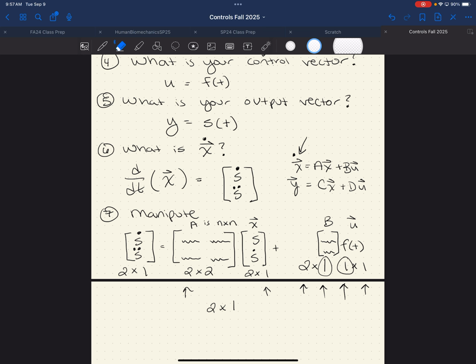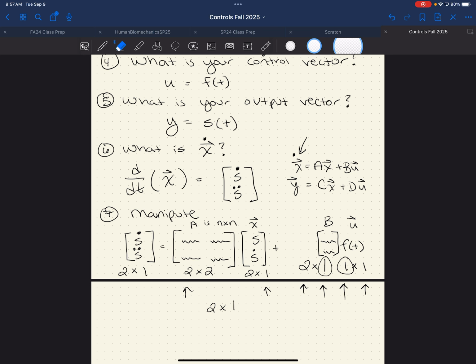So even if you don't remember all of the sizes of all these things, it is pretty much sufficient to know that A has to be square, it has to be n by n, and to know the size of your input vector, you can always back out what B is. You don't have to memorize it.